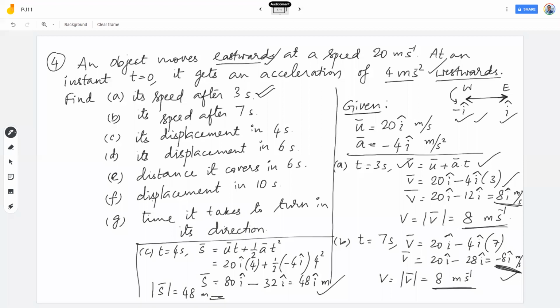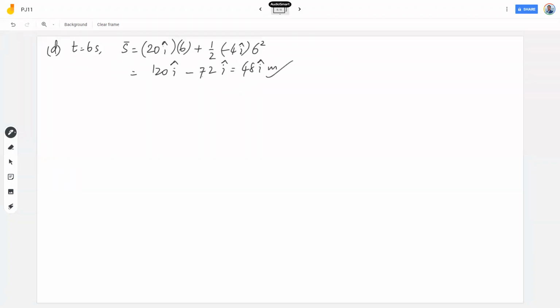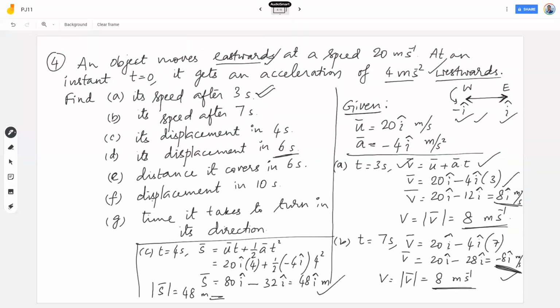Question D. Its displacement in 6 seconds. T is equal to 6 seconds. Displacement S bar equal to, what do we get? U bar 20 I cap into T plus half into A bar, which is minus 4 I cap into T squared, which is equal to 120 I cap minus 72 I cap, which is again equal to 48 I cap meters only. Again, even in 6 seconds, the particle still has a displacement of 48 meters only.